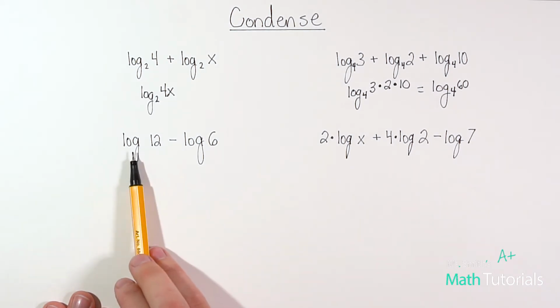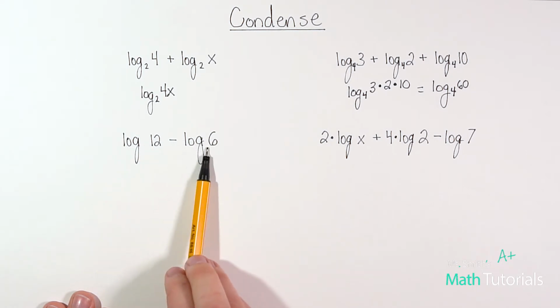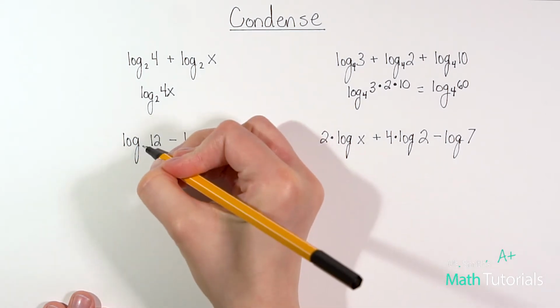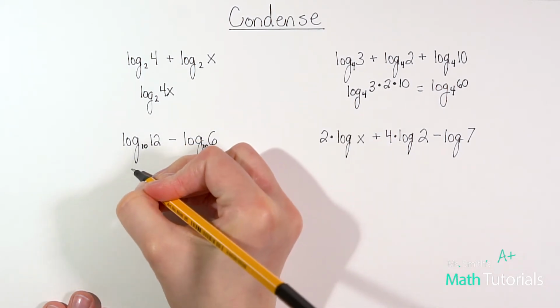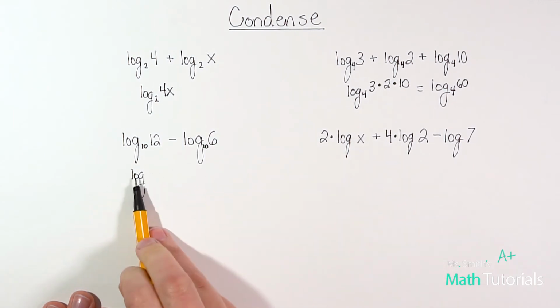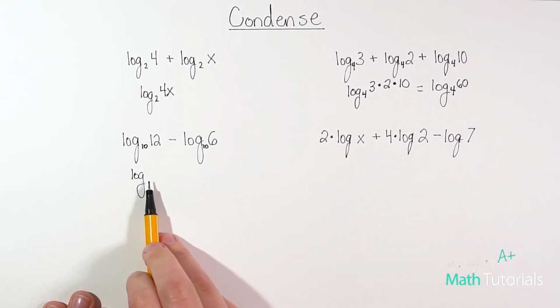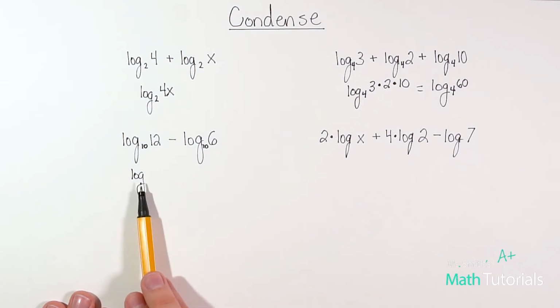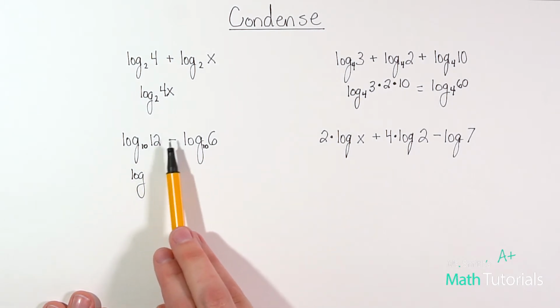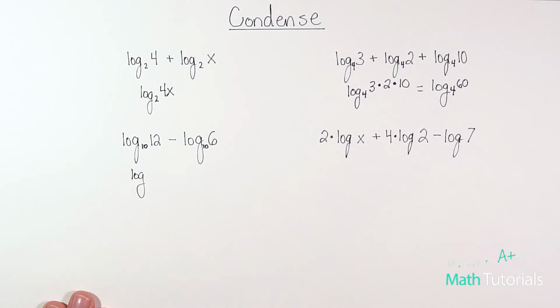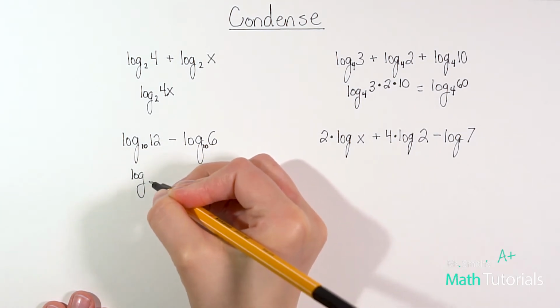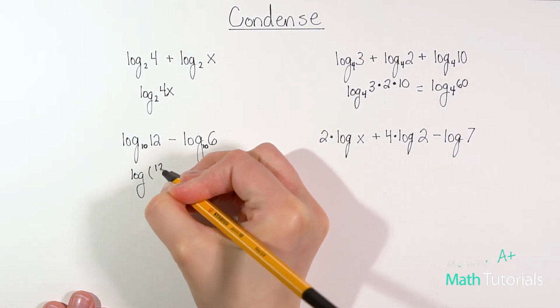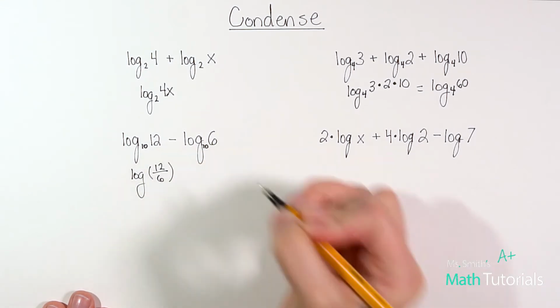Okay, so for this example, if you do not have a base shown, that is an understood base of 10. We will write it as, and I'm going to leave my answer as just log. I'm not even going to put the 10 because remember, it's understood. So I'm just going to write log. And then let's think 12 minus 6. And hopefully you're thinking subtraction goes with division. So this is really log, understood base 10, of 12 divided by 6.